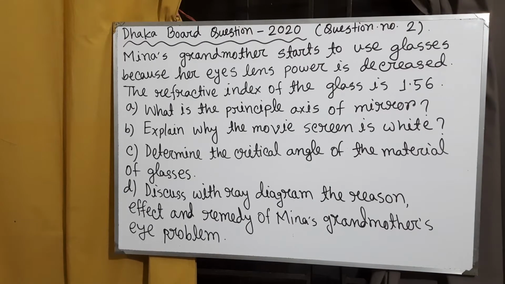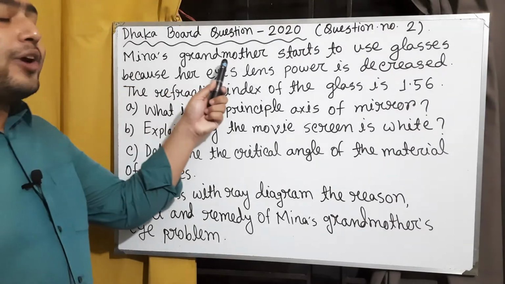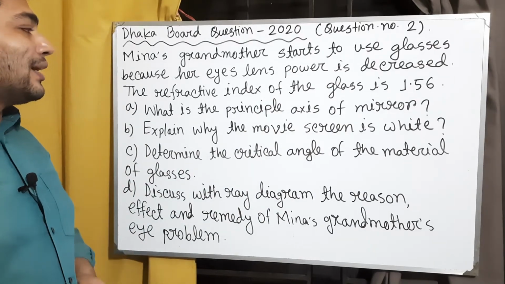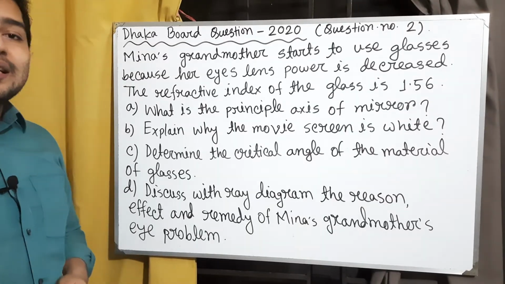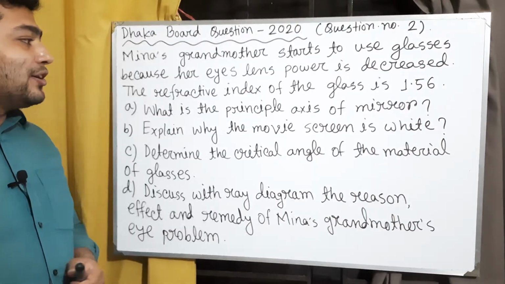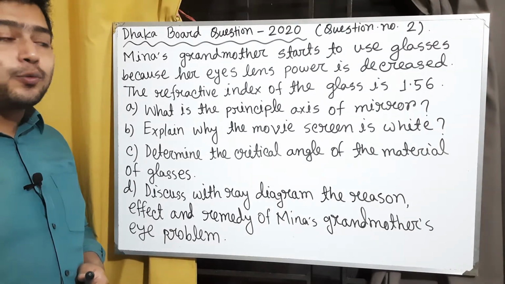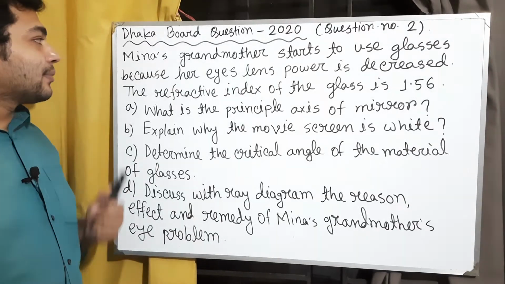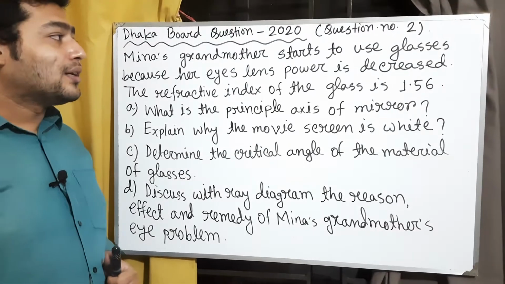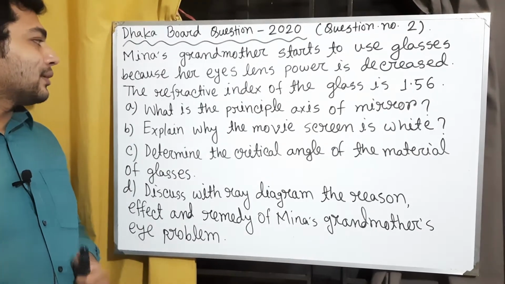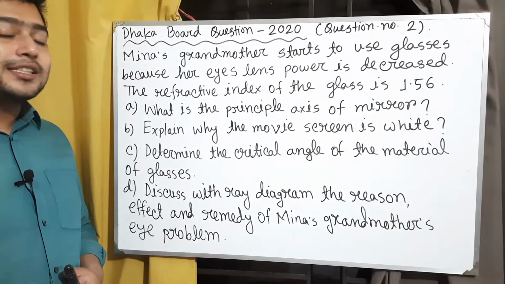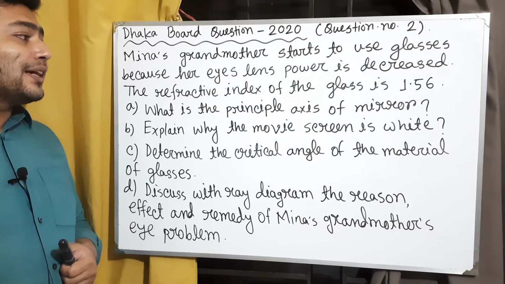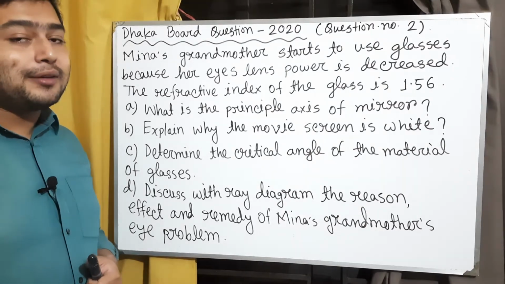Today our question is: Mina's grandmother starts to use glasses because her eye lens power has decreased. The refractive index of the glass is 1.56. Okay, I'll repeat the stem again. Mina's grandmother starts to use glasses because her eye lens power has decreased. So the refractive index of the glass is 1.56.